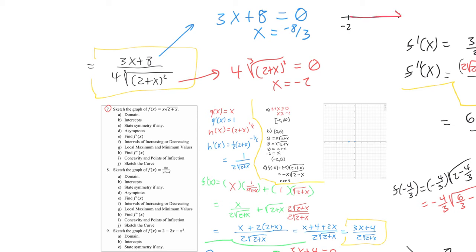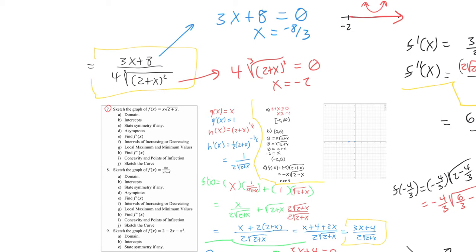With regards to this partition here, we could test any value, plug it into the second derivative and find out if it's going to be positive or negative. So let's test out 0. If x was 0, you would have 8 over what is ultimately going to be a positive number. So therefore, this is concave up.